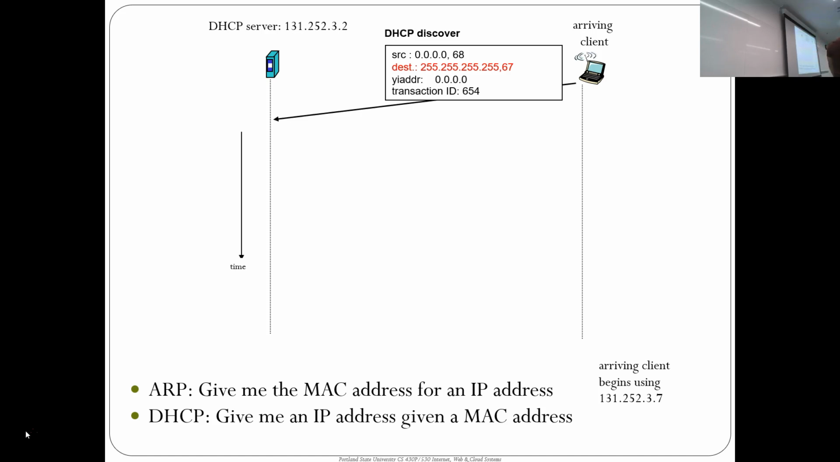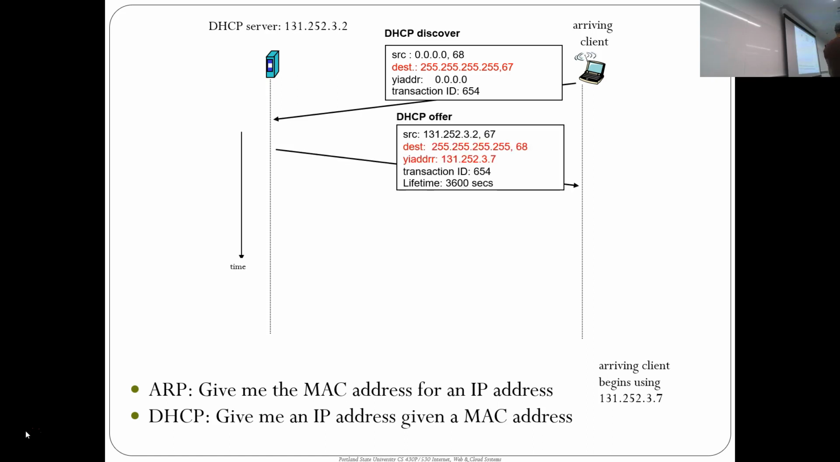And then the DHCP server, hopefully there's only one of them on your network. If there's multiple ones, you got a problem. Hopefully there's one legitimate DHCP server who's going to say, oh, I'm the DHCP server. I manage all the IP addresses on this subnet. I am going to offer you this address, which is YI adder, and I'm going to give you 131.252.3.7. This is not yours yet.